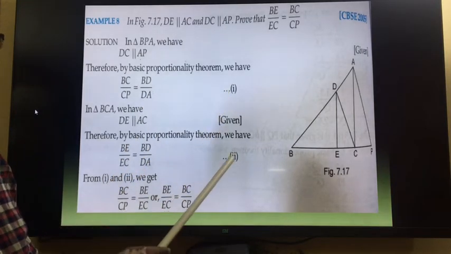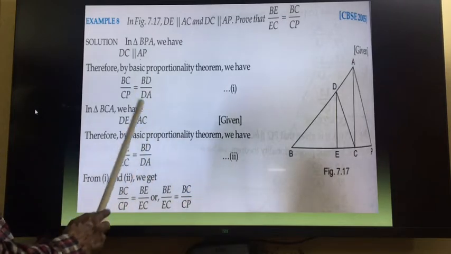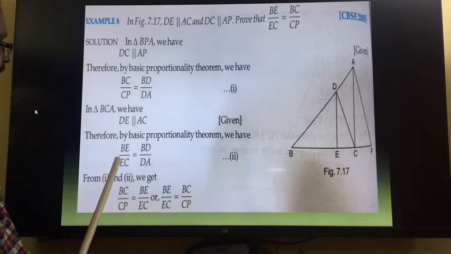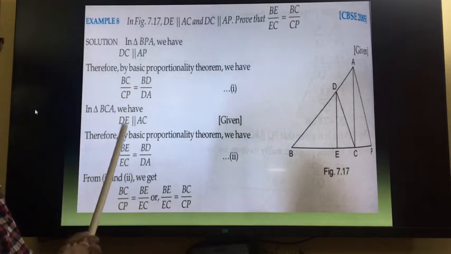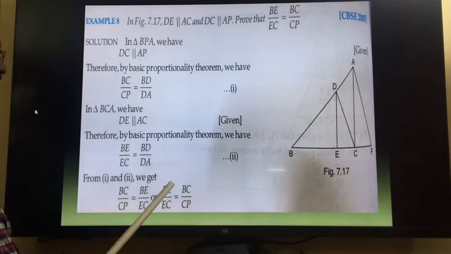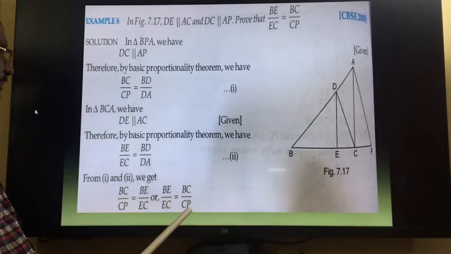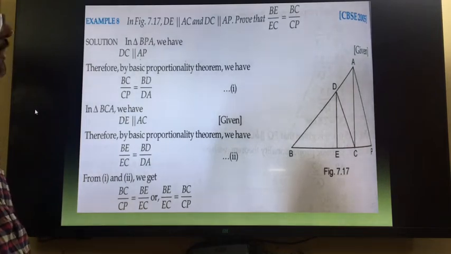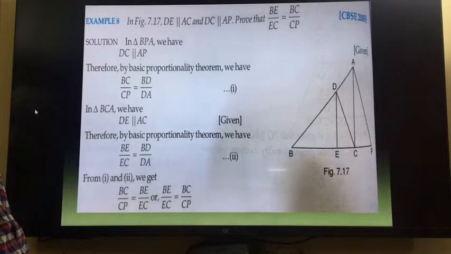So from the first equation and second equation we observe the right hand side is the same. So we can say the left hand sides are equal. So BC upon CP is equal to BE upon EC, or BE upon EC is equal to BC upon CP. This is a good question. Please do it in your notebook. Write it carefully without seeing. First understand, then write it.